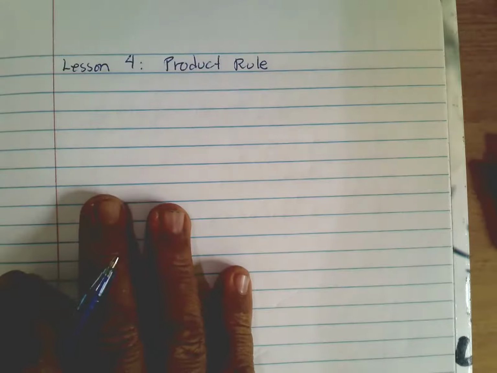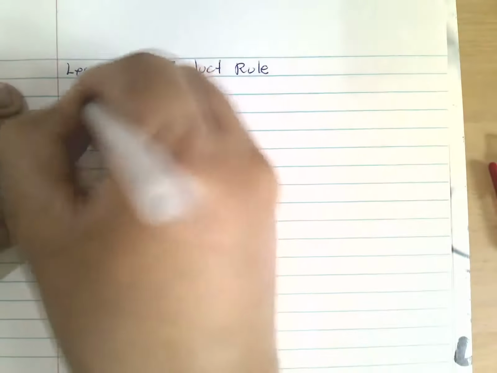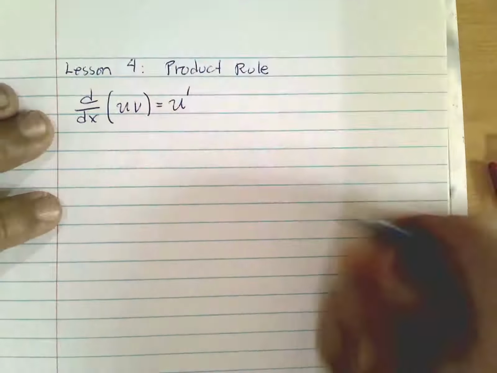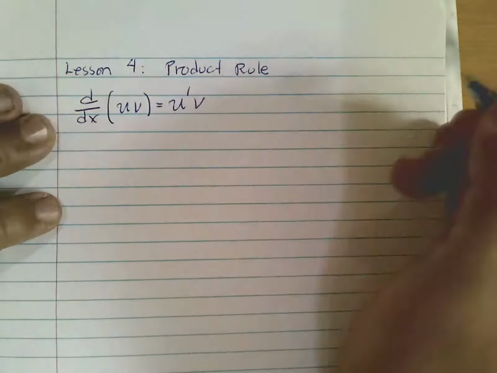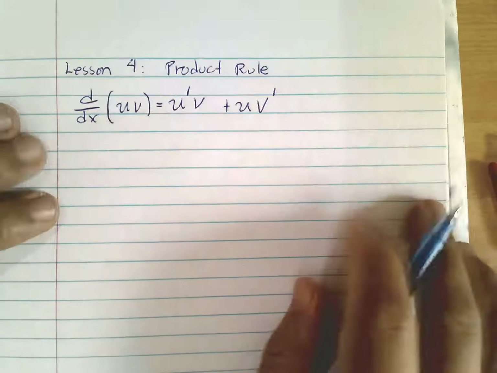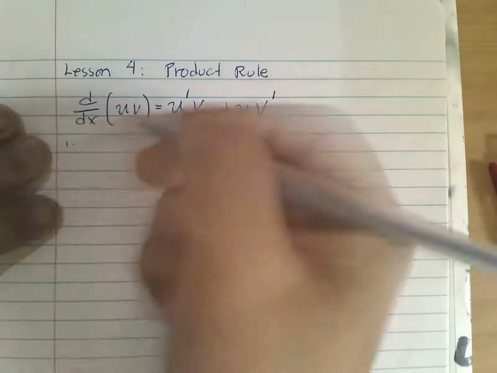Lesson 4 is about the product rule. The formula for the product rule is that the derivative of u times v is the derivative of u times the v, plus u times the v prime. So let's try to have an example.